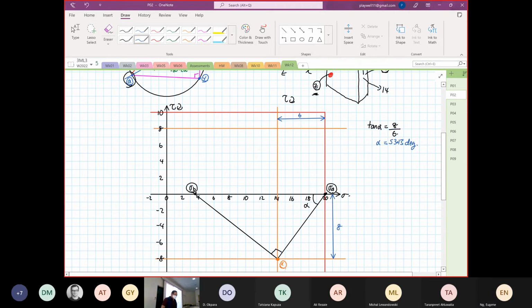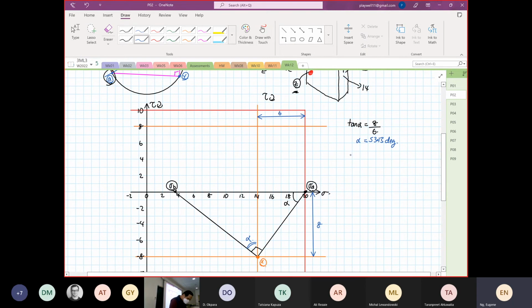Okay. So from here, we know that this angle over here is also equal to alpha. If you don't believe, you just use your protractor to measure. So I take my protractor to measure. Yeah, it's about 53. If you're not sure, just use your protractor to measure. Okay. Then from here, you know where your stress A is now. You can calculate your stress B.